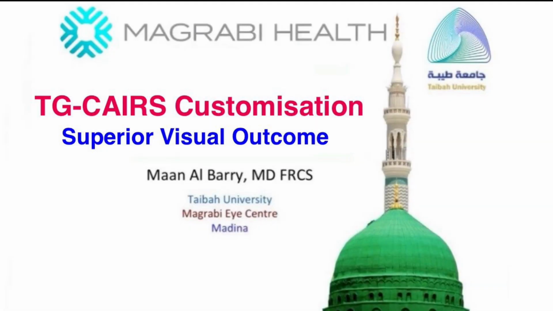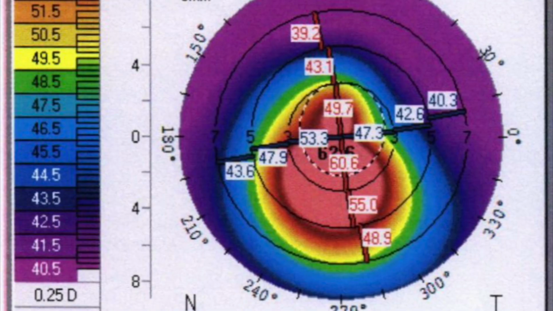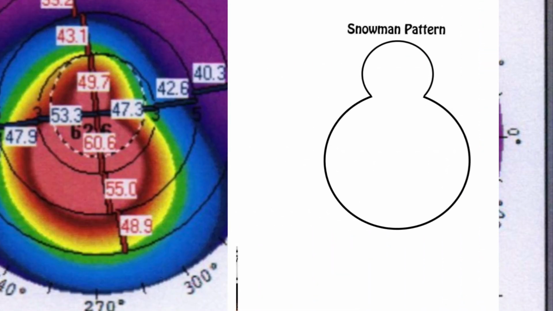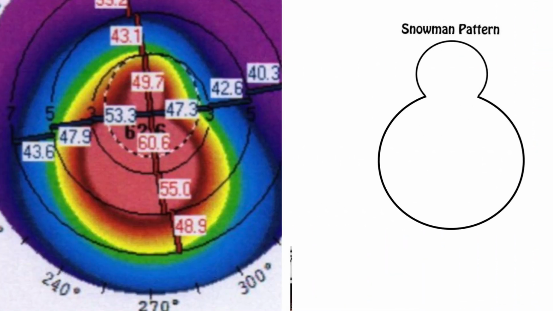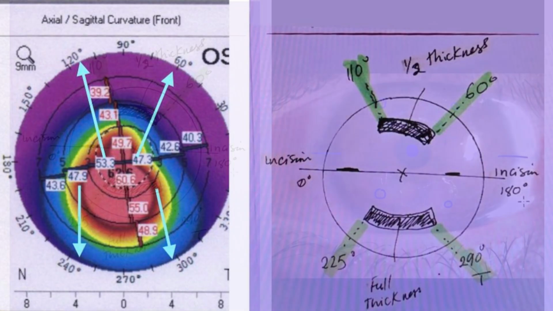Moving on to case number 2. The thinnest cornea for this case is 448 microns, and the patient has a Kmax of 60.6 diopters. As you can observe, the ectasia has taken a snowman pattern, and for this reason, the segments were customized according to this pattern. As you can see, I used half a segment at the head because the Kmax is 49.7, and a full segment below because the belly has a Kmax of 60.6.